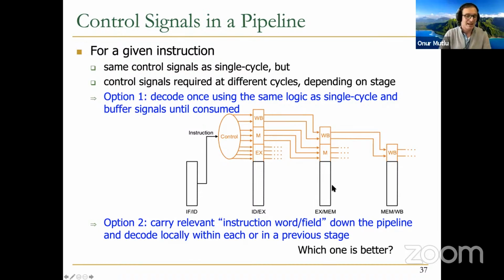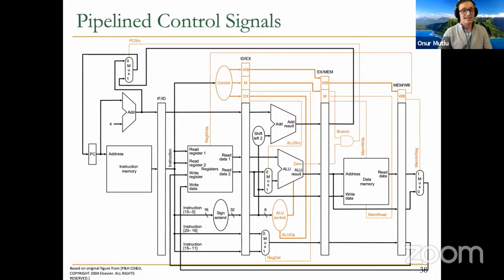Okay, so which one's better? I already gave you the trade-offs. Actually, option 2 is usually better, but conceptually, option 1 is easier to think about. You basically decode the instruction only once, forget about decoding later on, right? But in real systems, it happens as a mixture, basically. Okay, so this is the example of pipeline control signals. So we're going to take a break very soon after this.